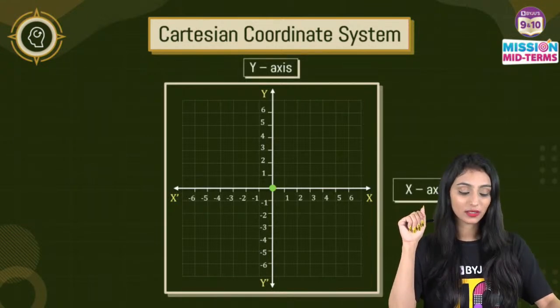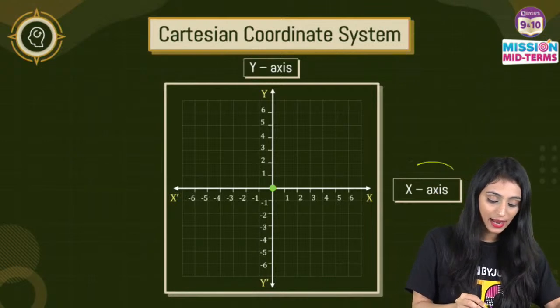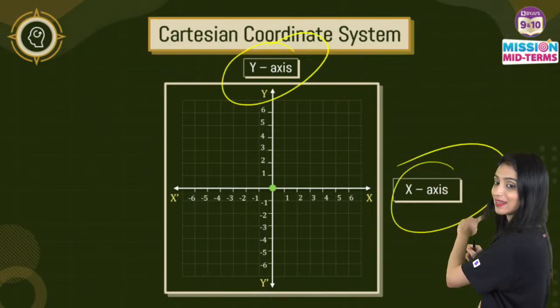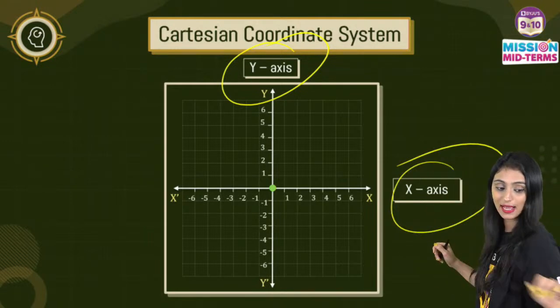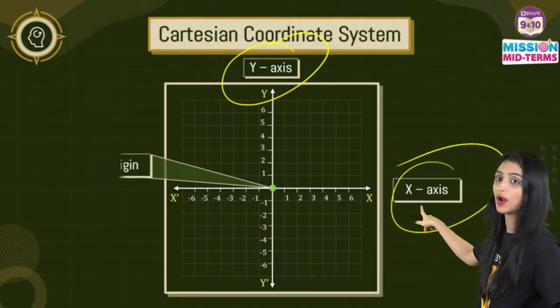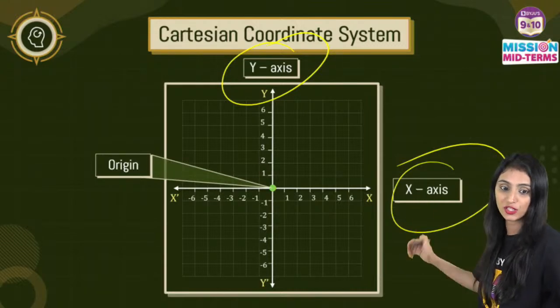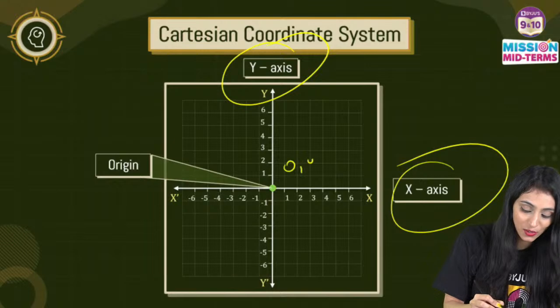So this is what? Here we have two axes. The horizontal one, you can see, is the x-axis, and the vertical one is the y-axis. And you can see over here, this is what? Where these two axes are intersecting, they are meeting, that point is called the origin. Its coordinates are 0, 0.